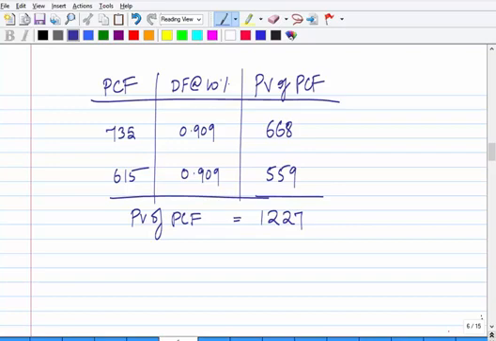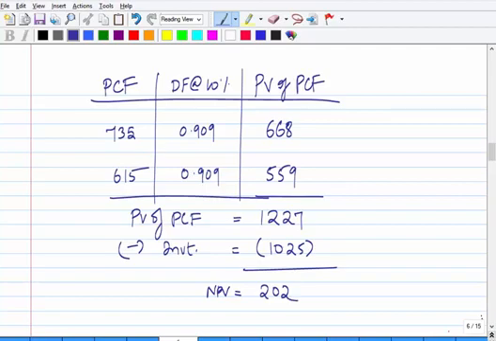It means let me subtract the investment in 15 flats. What is the investment that is made in 15 flats? It is 1025. So let me subtract that 1025. So what is the NPV? What is the net benefit I get? The net benefit I get is going to be 202 lakhs. Okay. So this is what is going to happen if you construct 15 flats now and sell it after 1 year.